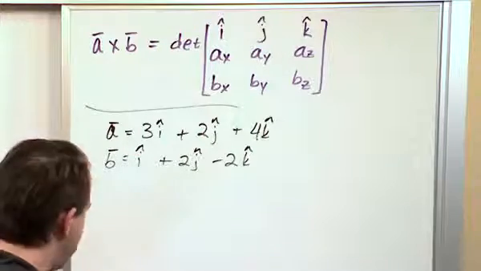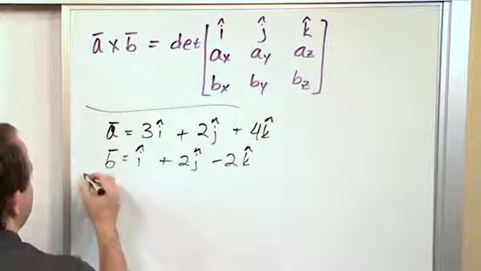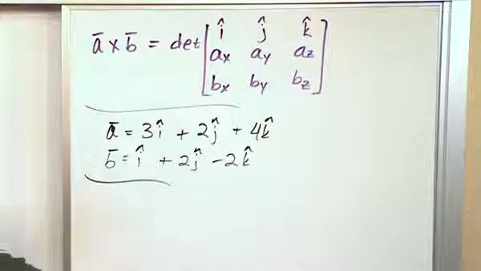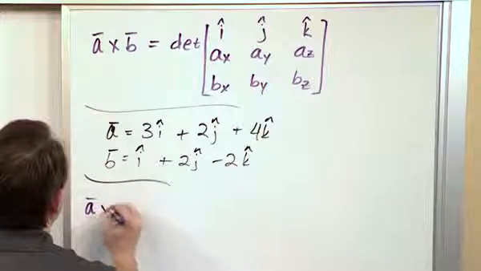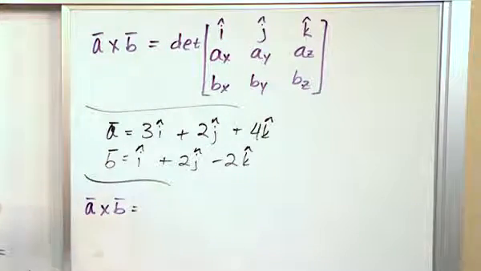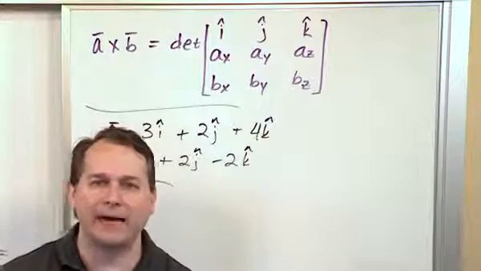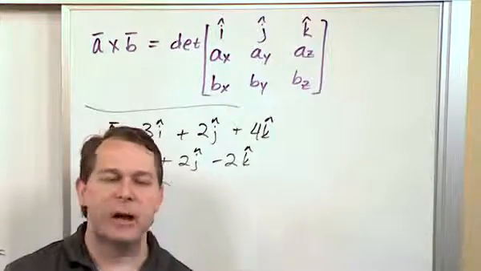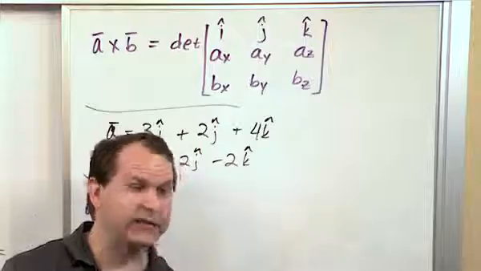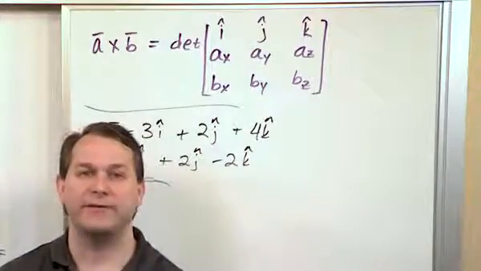And I ask you, find, well, let me switch colors. Find A cross B. Now, when I find A cross B, I don't want to get just the magnitude. I don't want to get just the direction. I want to know the actual vector, the x component, the y component, and the z component of that vector.